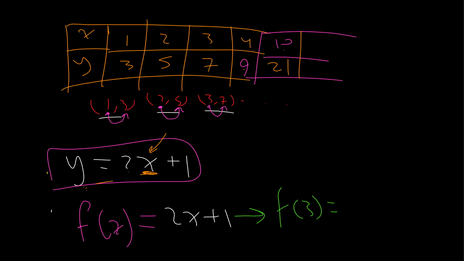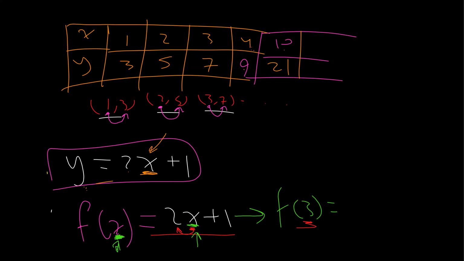Function of x, look, this is a general rule. Function of x means that for any number for x, this is how to do it: multiply the x by 2, then add 1. Now when I tell you function of 3, that means when x is 3, instead of x here, you write 3.